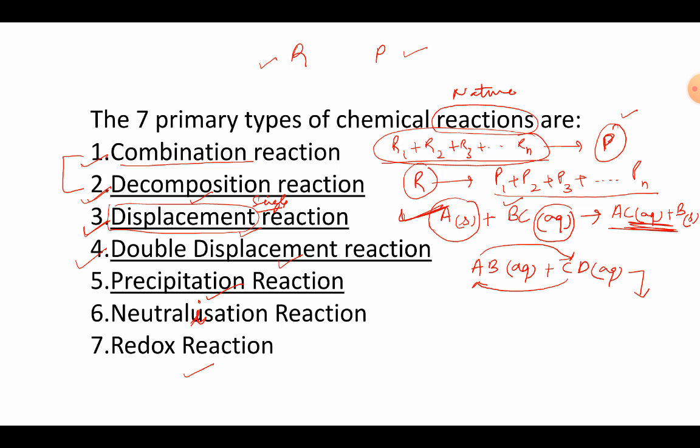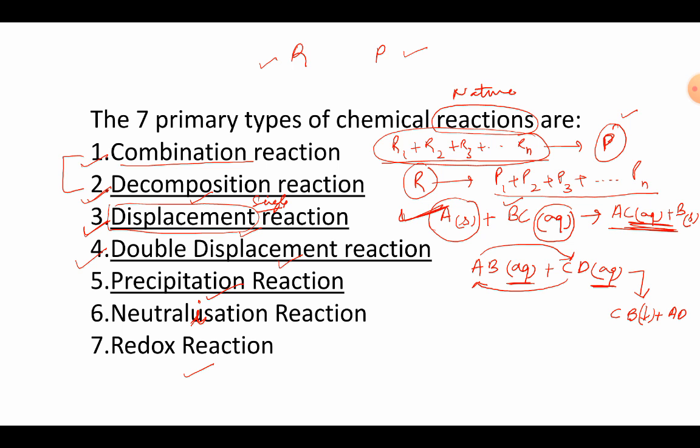And eventually what will be formed? So C will come. Suppose one product will be CB and the other one will be AD. But when the two products are formed, the change is that the initial reactants, they both are aqueous. But when the product is formed, out of the two products, one product will be a precipitate. That is, it will be a solid mass which will settle at the bottom of the container where we are doing the reaction. Okay, so it will be a precipitate, right?